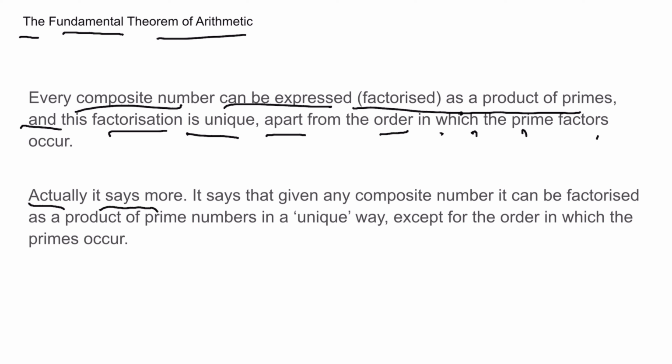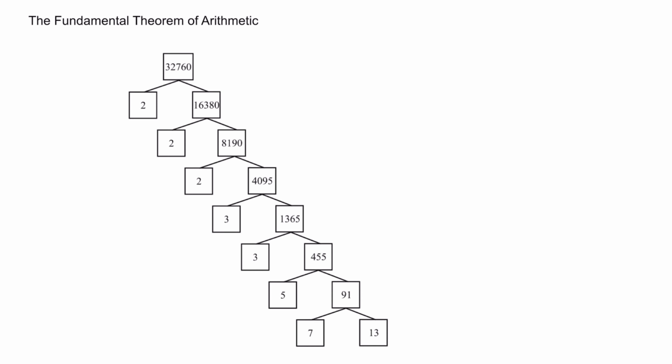So it says that given any composite number, it can be factorized as a product of prime numbers in a unique way except for the order in which the prime numbers occur. For example, we can write 6 as 2 into 3, both of them are prime numbers and 6 is a composite number. If I talk about 10, it then becomes 2 into 5. As you see, these are a unique set of prime numbers, and here it's a composite number. And I'm sure you'll be able to understand it much more clearly when we start solving questions on these.